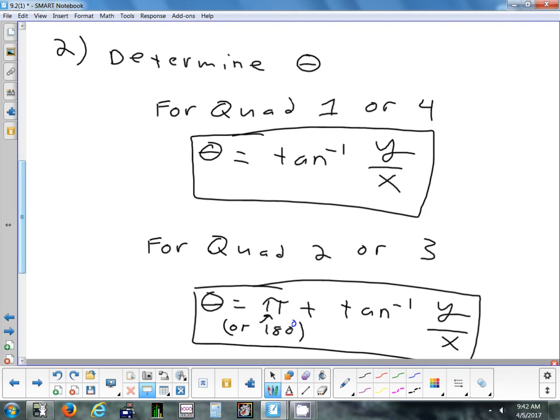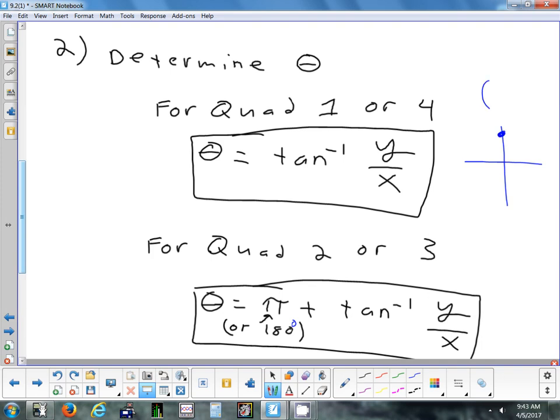Now, even this doesn't cover everywhere you could be. Where else could you be besides quadrants 1, 2, 3, or 4? Along the axis. Could be on an axis. And if you're on an axis, you don't have to use these formulas to find the coordinate. And if you tried to, you'd have a problem.